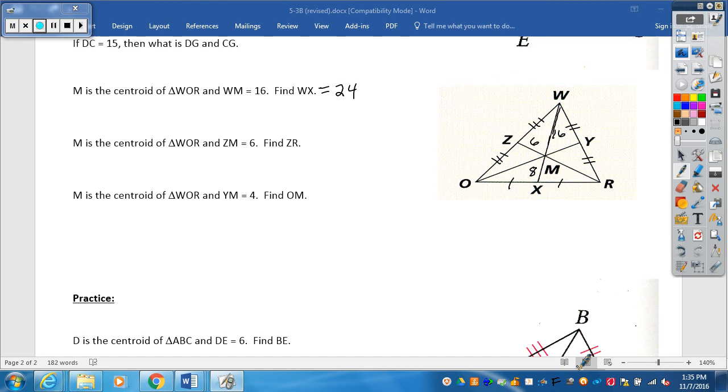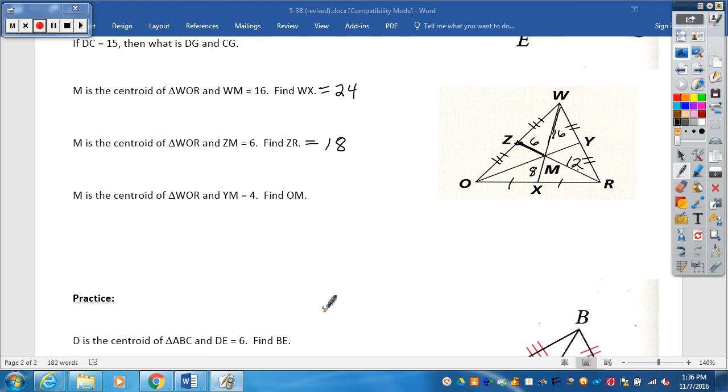Okay? M is the centroid of WOR, and so ZM is 6. The question then is, what is the length of MR? Well, remember, this length right here, from the centroid to that midpoint right there, if I double it, I get this length over here. So if I double 6, I get 12. MR is 12, so therefore ZR is going to be 12 plus 6, which is 18. Okay?